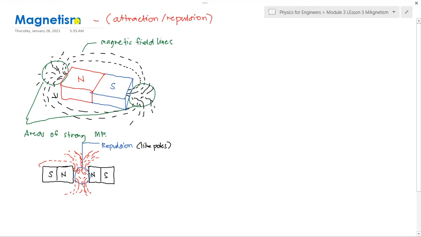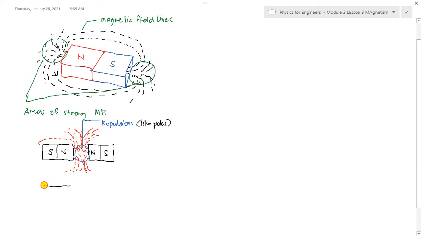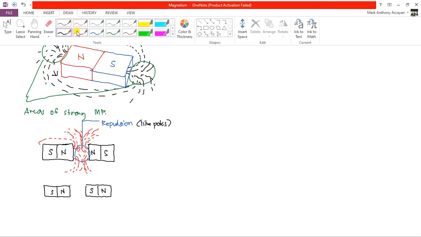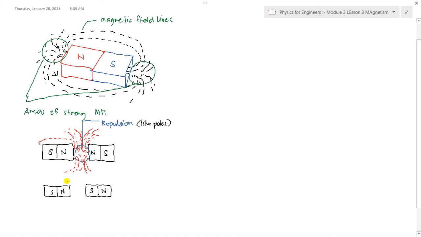And how about unlike poles? Let's draw another pair of magnets. Again, this is the north, this is the south, and on the other magnet we have the south and the north pole. If we draw the magnetic field lines again, the direction is always from north to south. Since there is a south pole closer to it, the north pole on the left side would also tend to connect with the south pole on the second magnet. So it connects from north to south, north to south, north to south.